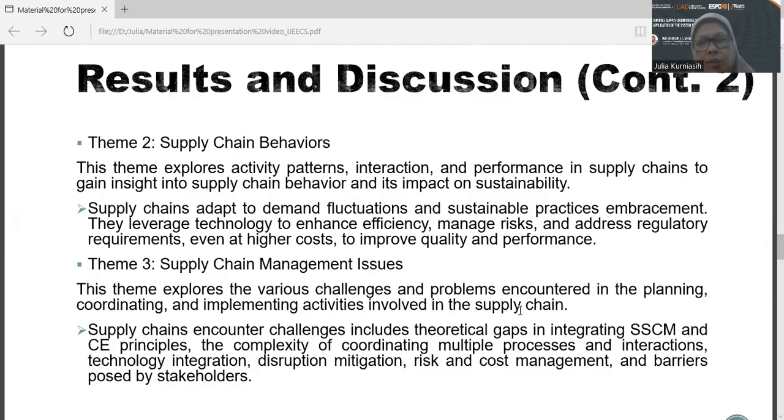Theme 3 is about supply chain management issues. This theme explores the various challenges and problems encountered in the planning, coordinating, and implementing activities involved in the supply chain. Supply chains encounter challenges including theoretical gaps in integrating sustainable supply chain management and circular economy principles, the complexity of coordinating multiple processes and interactions, technology integration, disruption mitigation, risk and cost management, and barriers posed by stakeholders.